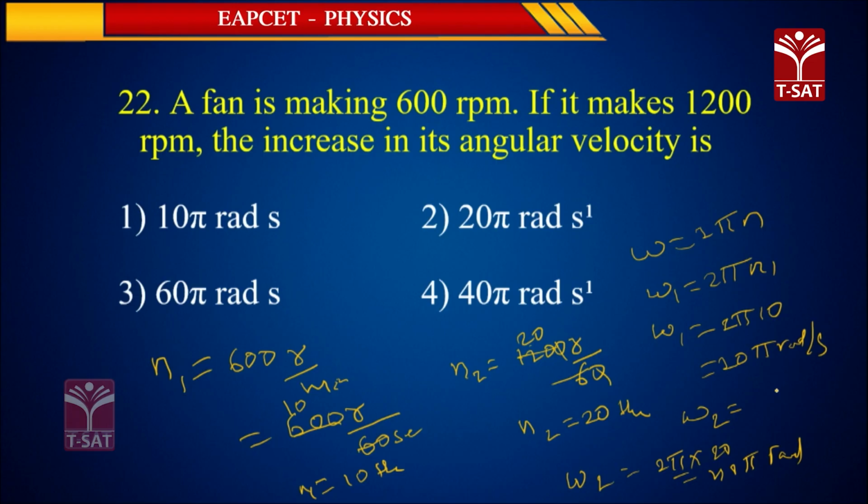Increasing the angular velocity: omega 1 is 20 pi, omega 2 is 40 pi. Therefore, delta omega is equal to 40 pi minus 20 pi. Okay, children, 40 minus 20 is 20. So 20 pi radian per second. Here, the second option is correct.